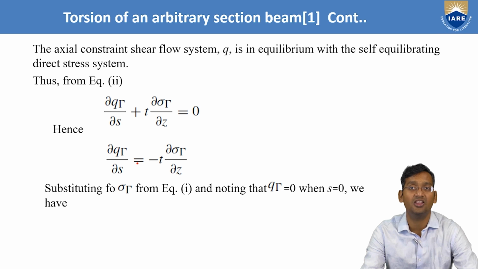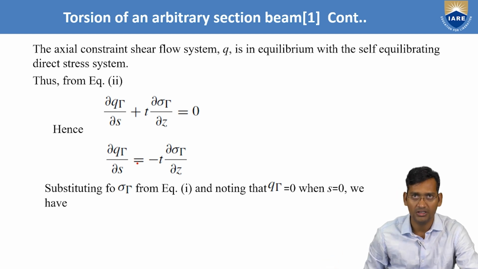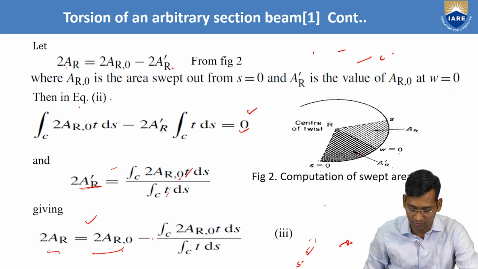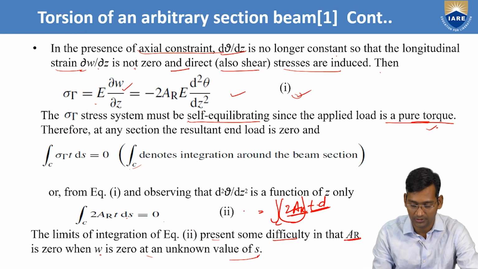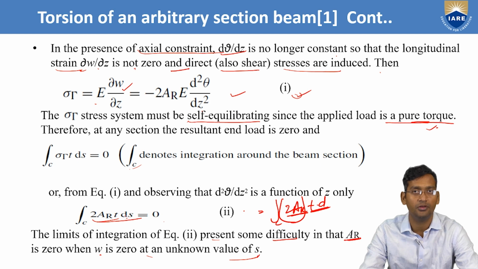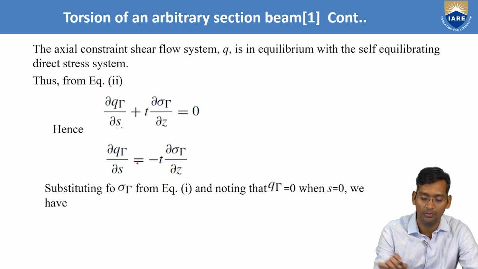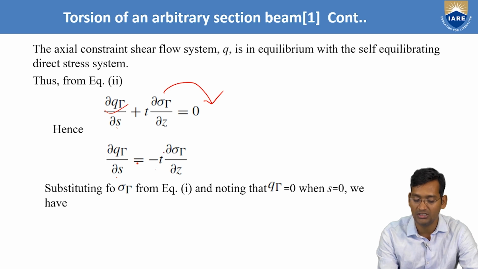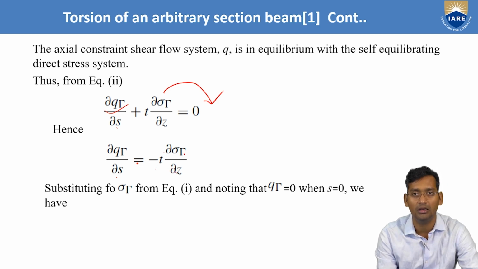The axial constraint shear flow system Q is in equilibrium with the self-equilibrating direct stress system that we already saw. That should be self-equilibrating because no other forces are acting. Thus, from equation 2, del Q tau by del S plus T del sigma T by del Z equals 0. So just see from equation 2. After differentiating, you will get this one. So del is 0. Hence, take this to this side. Hence, del Q tau by del S equals minus T del sigma T by del Z.